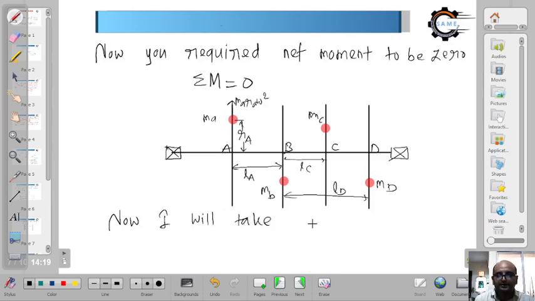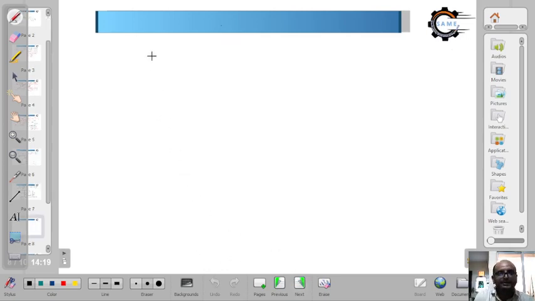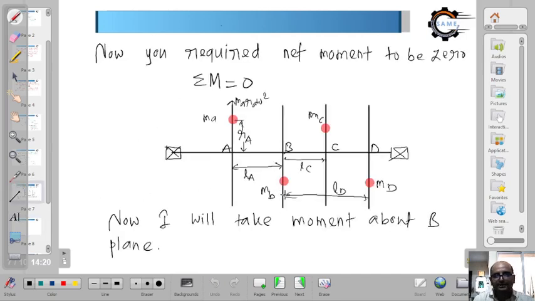Now I will choose the moment, I will take moment about the B plane. You understood this? I think you guys are clear. If I take a moment about the B plane, what will I get? I will get m A r A omega square cos theta A into the distance. Here, this is my reference axis.